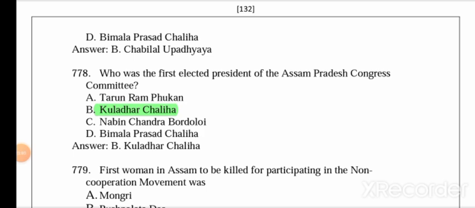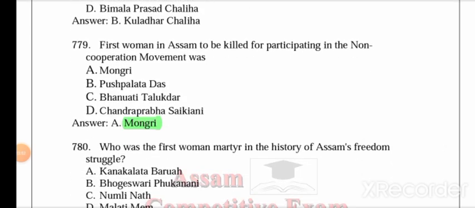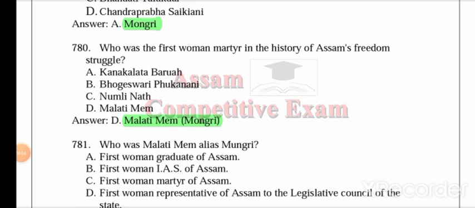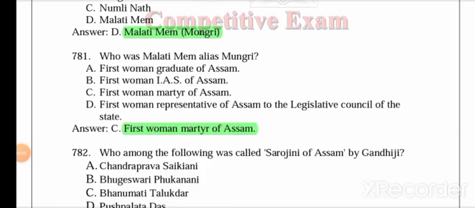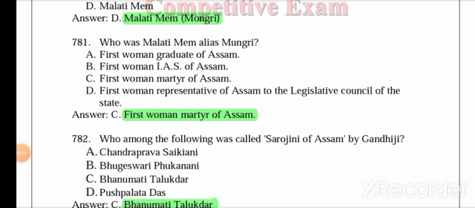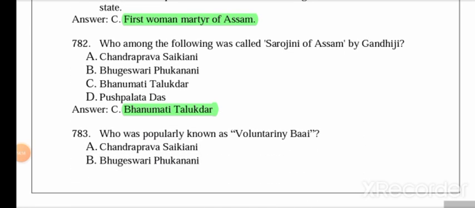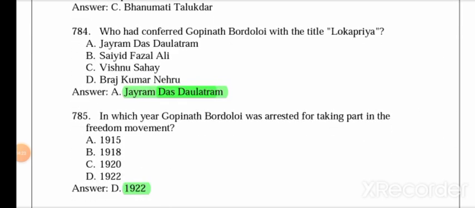Who was the first elected president of Assam Pradesh Congress Committee? Kuladhar Chaliha. The first woman in Assam to be killed for participating in the non-cooperation movement was Mangri. The first woman martyr in the history of the Assam freedom struggle was none other than Malati Mem, or Mangri. Who was Malati Mem alias Mangri? She was the first woman martyr of Assam. Who among the following is called the Sarojini of Assam by Gandhiji? It was Bhanumati Talukdar. Who was known as the Voluntarini? It was Bhanumati Talukdar. This kind of nicknames are important. Sometimes questions are framed over this.